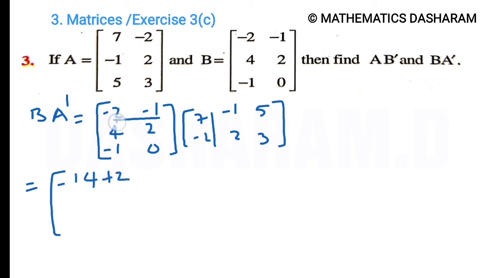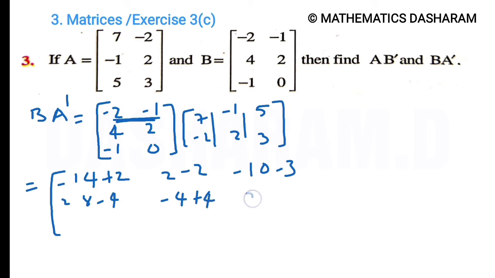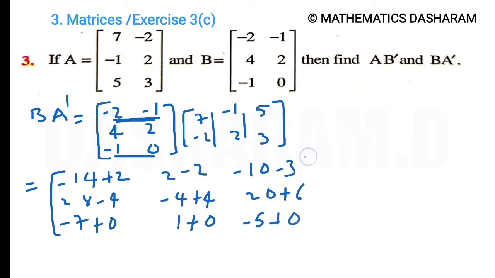Next, first row with the second column, minus 2 into minus 1 is plus 2, minus 1 into 2 is minus 2. So next minus 2 into 5 is minus 10, minus 1 into 3 is minus 3. 7 fours are 28, minus 4, minus 4, plus 4, 4 fives are 20, 2 threes are 6. Next minus 1 into 7 is minus 7, plus 0, minus 1 into minus 1 is plus 1, plus 0 into 2 is 0, here is a minus 5 plus 0.